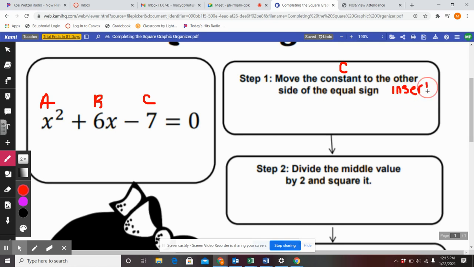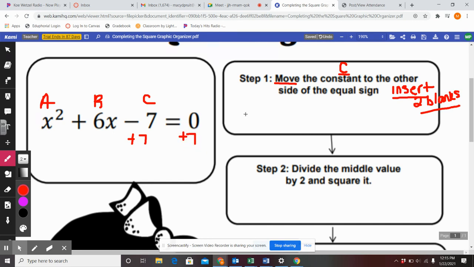So on the back of your paper, you can just write down the problem and take little notes. So like I would just write step 1, move C, insert 2 blanks. Okay. So what we're going to do is move the C value. So when I do that, you add 7 to each side.